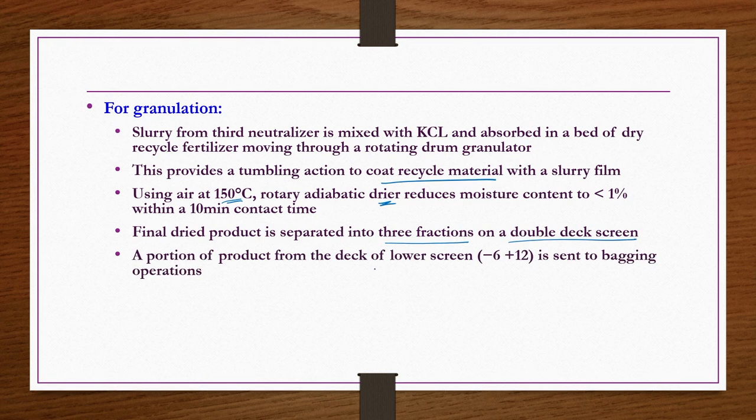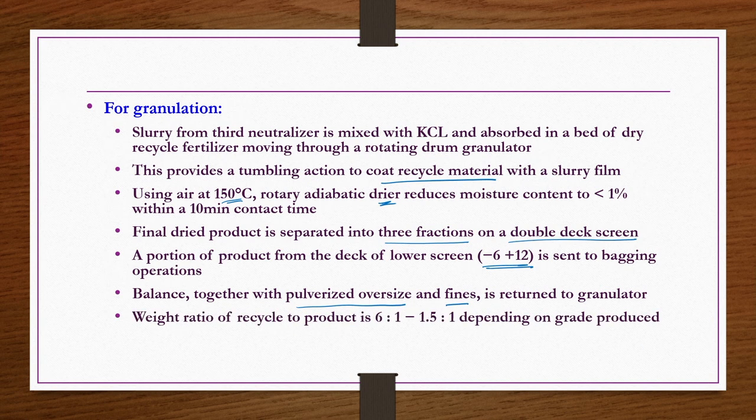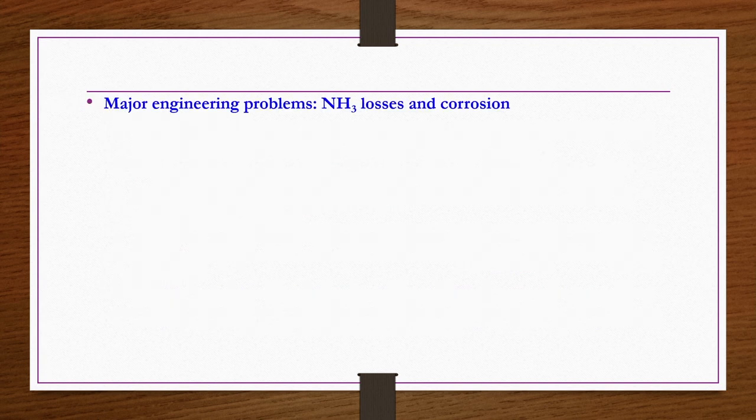A portion of the product from the lower screen deck having -6 +12 size is sent to bagging operations. The balance, together with pulverized oversize and fines, is returned to the granulator. The weight ratio of recycled to product should be maintained at 0.6:1 to 1.5:1. Okay. Major engineering problems.